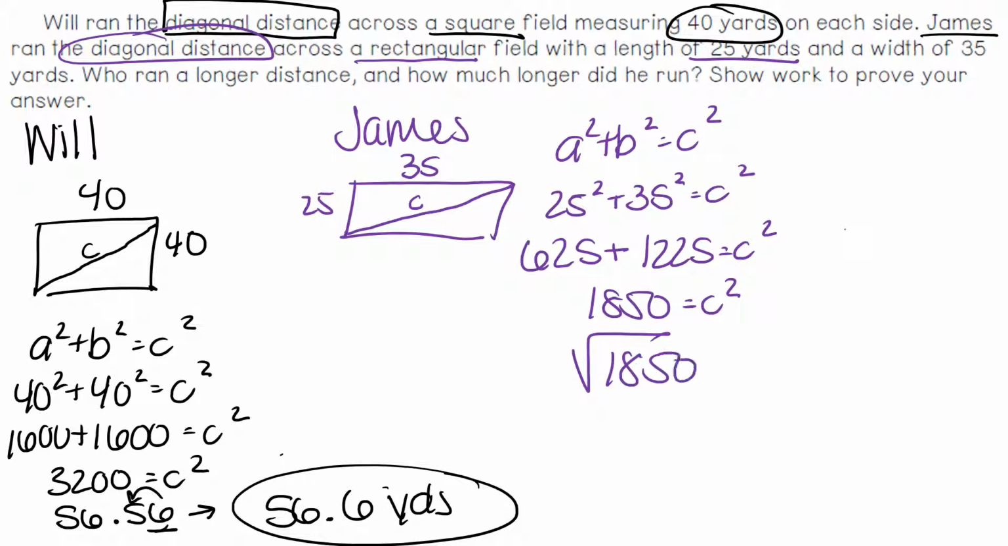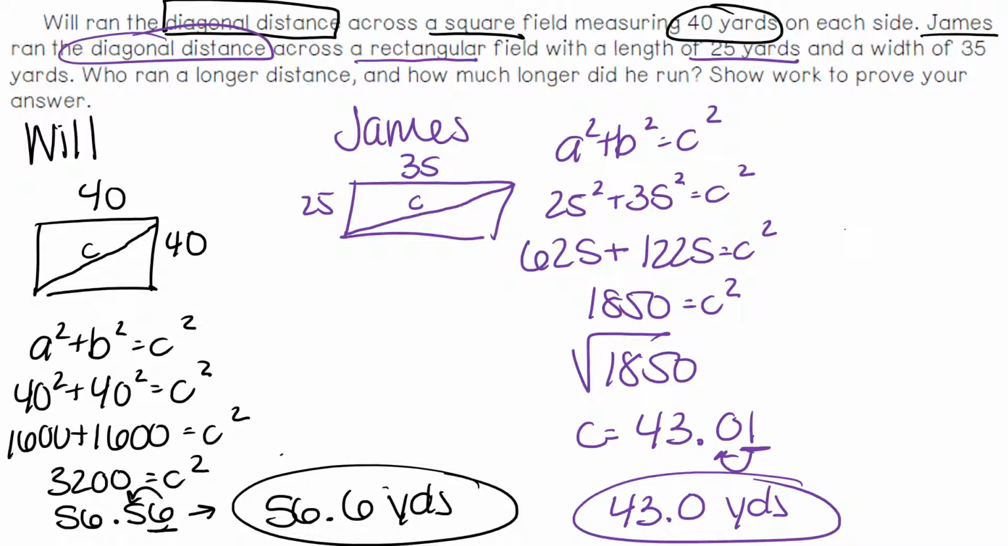Last step of the Pythagorean theorem is to take the square root, and we get an answer of 43.01. 4 and less, we round down, 43.0 yards. Now we can actually answer the question. The question asks, who ran a longer distance? We can say, Will ran a longer distance.